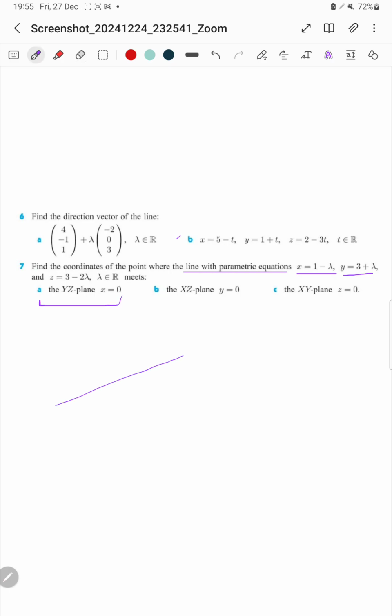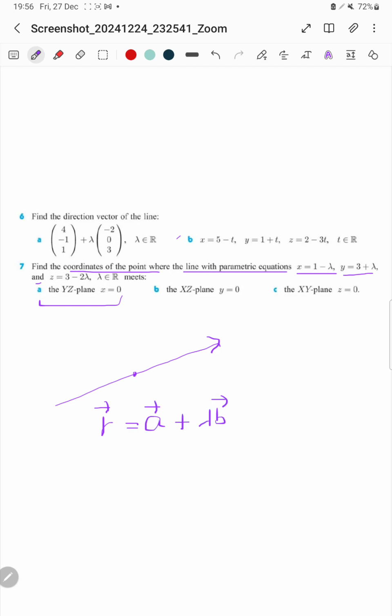So for example, I have a line, and this line is given in 3 dimensions, because here we have x, y and z, all 3 components, and this is a line in space in 3D. They are saying find the coordinates of the point where this line meets the yz plane at x equal to 0. So in that case, to find the coordinates of the point, first of all, let's say we have no idea about this question, so I will just write r equals a plus lambda b.